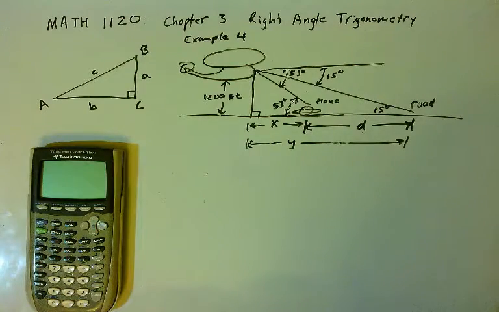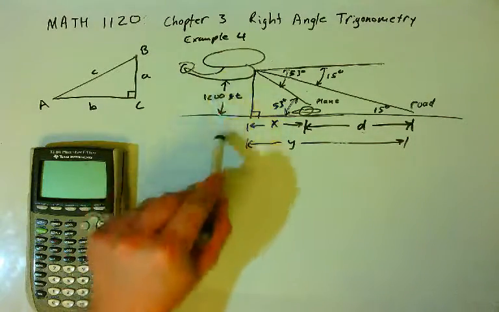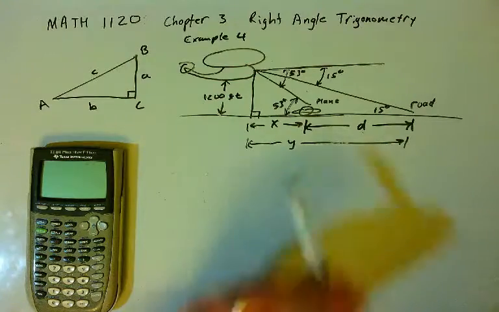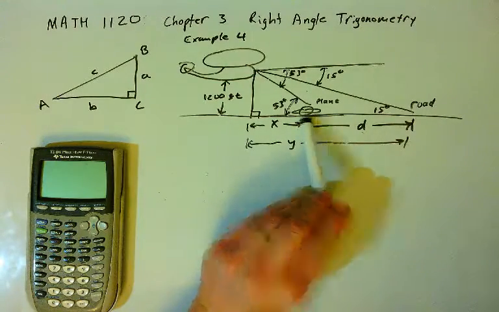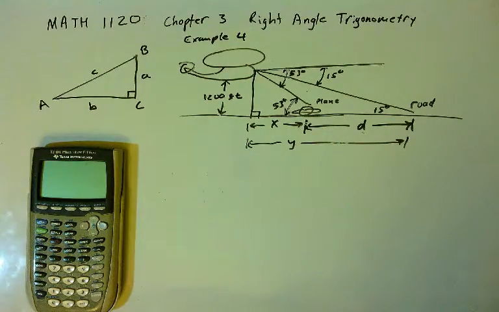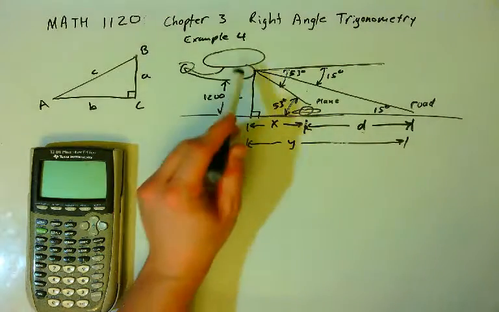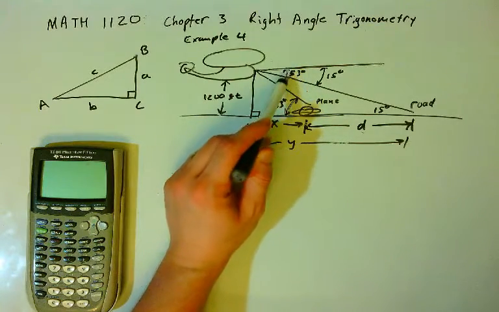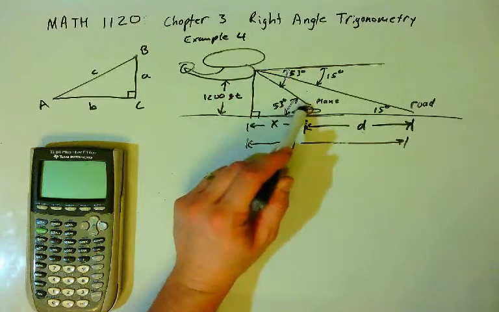Example 4 says that Carla is piloting a helicopter in the wilderness at 1,200 feet above the ground, and she's searching for a downed plane. As Carla spots it, she measures its angle of depression as 53 degrees, so Carla has to look down at an angle of 53 degrees below the horizontal in order to see the plane.